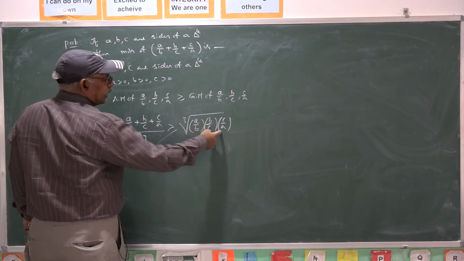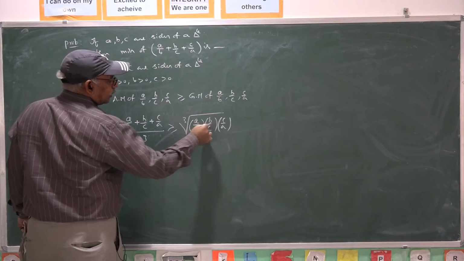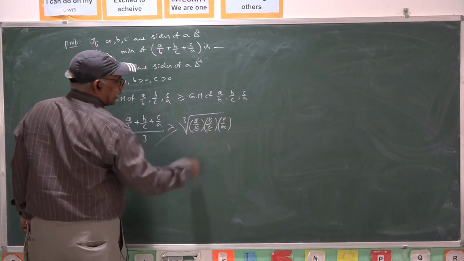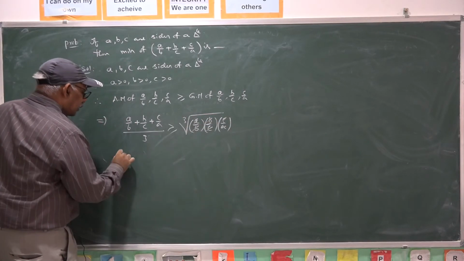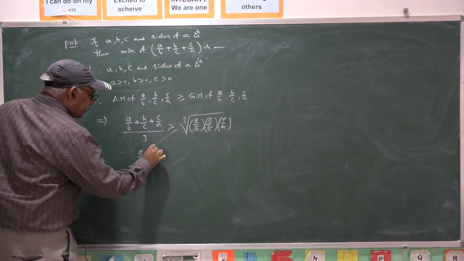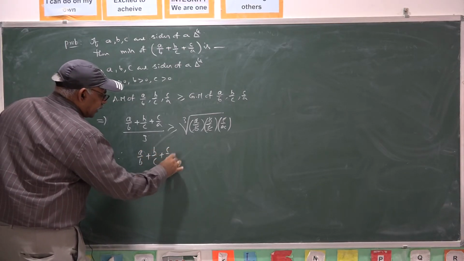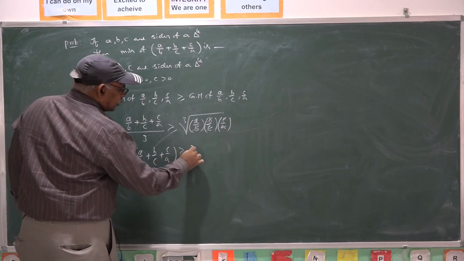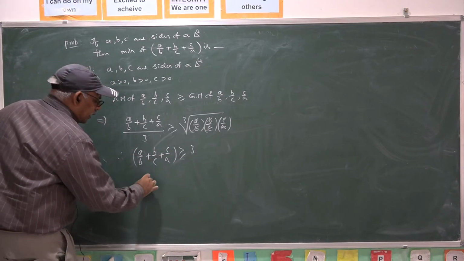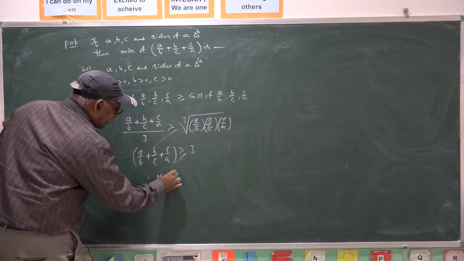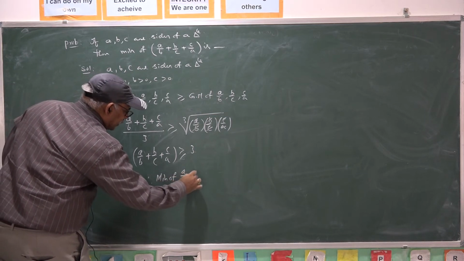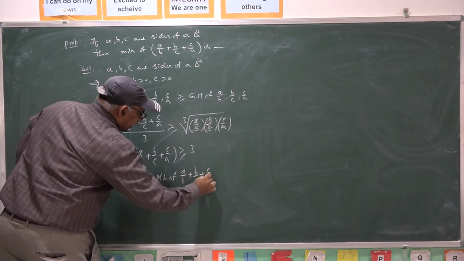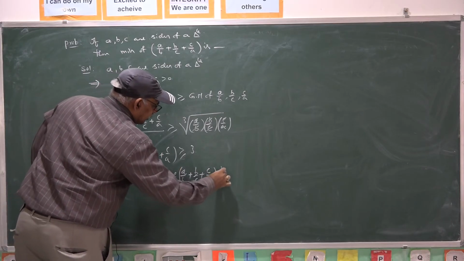The product is clearly 1. B cancels, A cancels, C cancels. This is clearly 1. So A by B plus B by C plus C by A is always greater than or equal to 3. The minimum is 3. Hence the minimum of A by B plus B by C plus C by A is 3 itself.